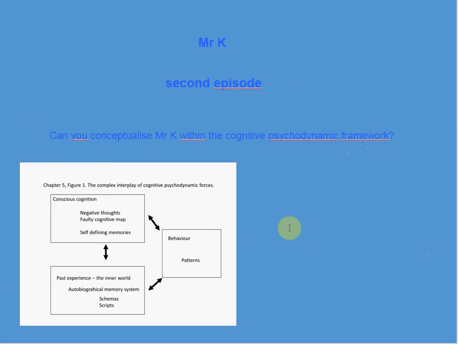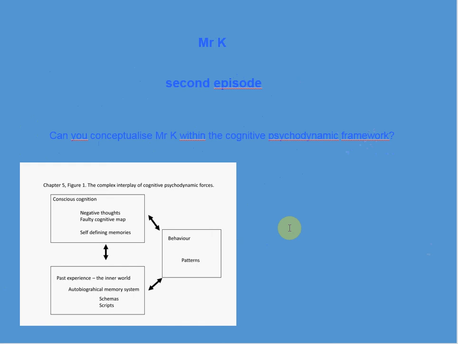So what we would like to suggest you do now is to read on further in the case vignette of Monsieur K and read about the second episode. And I've presented here the diagrams that we use to conceptualize clients within cognitive psychodynamic therapy. So in terms of Monsieur K, can you think about what are the conscious cognitions that Monsieur K might be experiencing? What does his past inner experience encoded in his inner world look like?